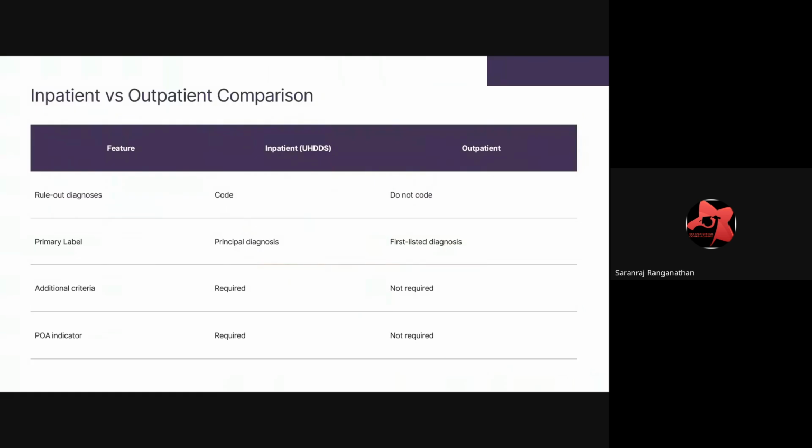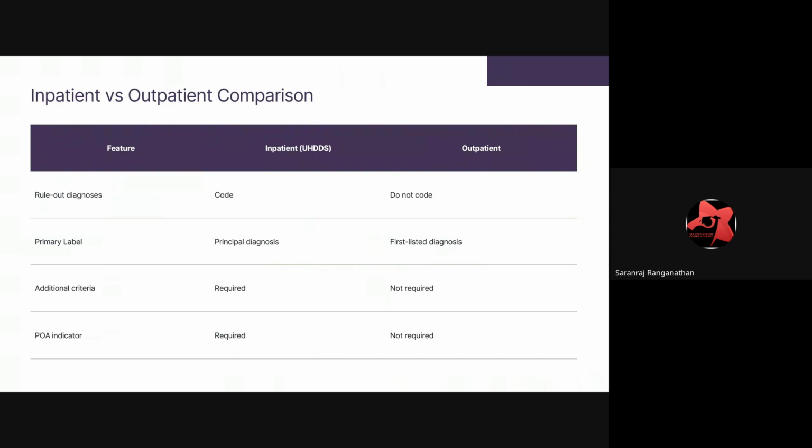Then a small difference on UHDDS, like inpatient and outpatient. UHDDS is a data set. The principal diagnosis there we call the primary code or first listed diagnosis, and based on the impression we take the code. Ruled out conditions: do not code a ruled out condition. That is what I told. Rule out is different.